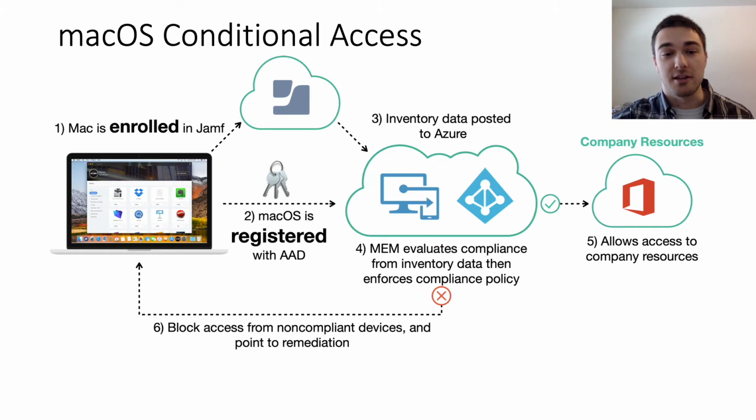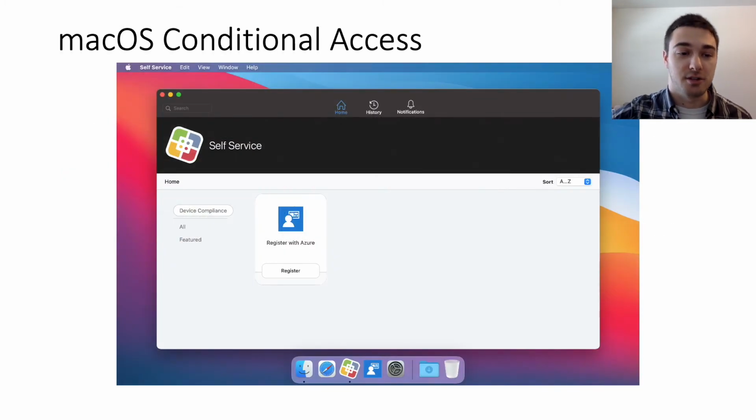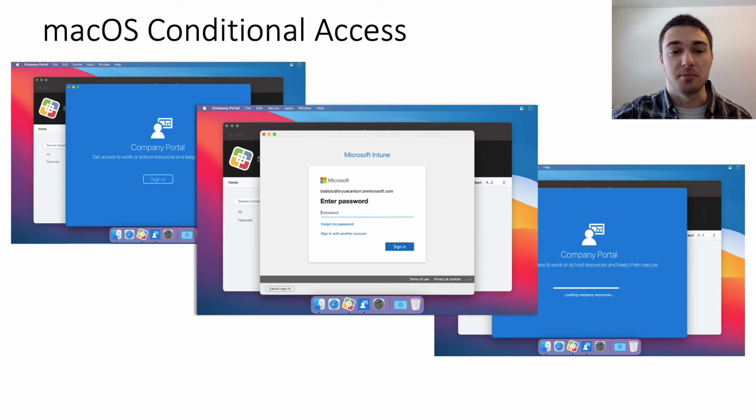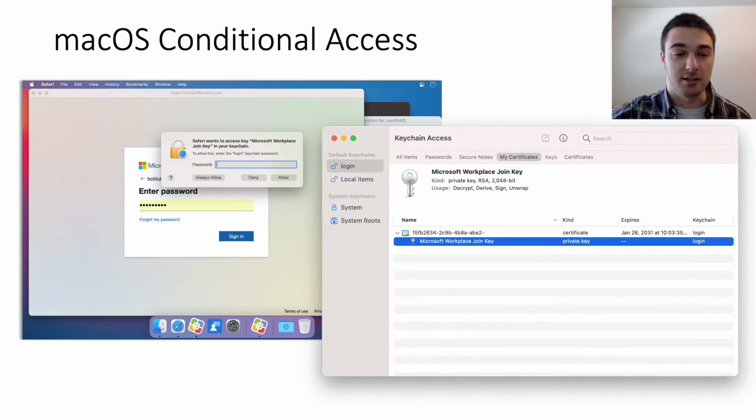What that looks like to the end user is they see the registration in self-service. They kick that off. That will kick off a workplace join with company portal, and company portal will create the workplace join key and ID. Jamf will then ask for access to that key from the login keychain of the end user. They'll grant access, and the end user is done. There's nothing more they need to do on their end.